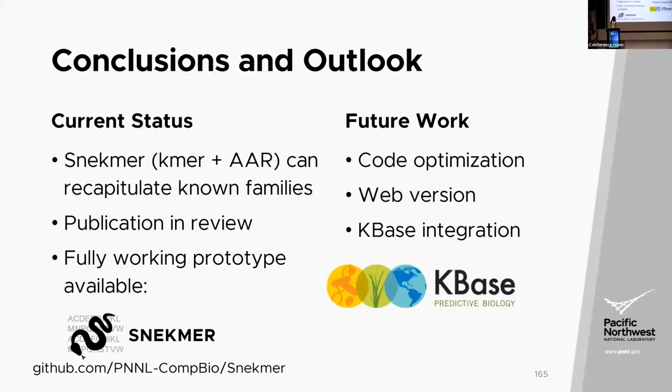So in summary, I've developed this tool known as Snekmer that takes the K-mer and AAR approach, and we've evaluated that using known protein families in order to evaluate its potential towards annotating new families. We have a fully working prototype available, and our publication is actually in revisions to be resubmitted very soon, which we're very excited about. And all the code is available online at GitHub with documentation as well.